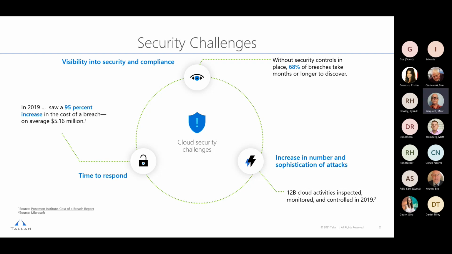In 2019, there was actually a 95% increase in the cost of a breach. It went up to roughly $5.16 million. Now, obviously, that's an average, right? And that's across small, medium, and large enterprise environments. And that's according to Ponemon Institute. So I don't know about you. I don't have $5.16 million to spend because I got breached, right? So it's all about understanding what those challenges are and how do we address them.